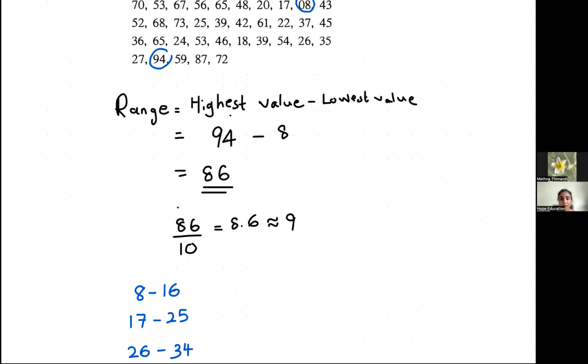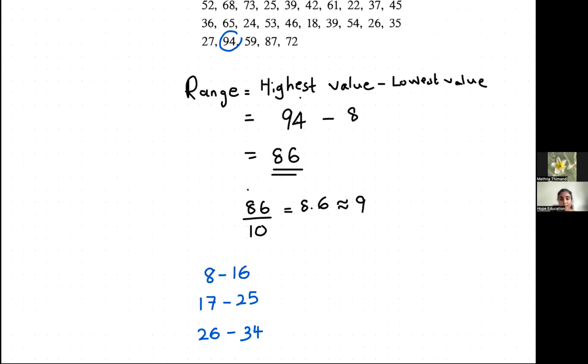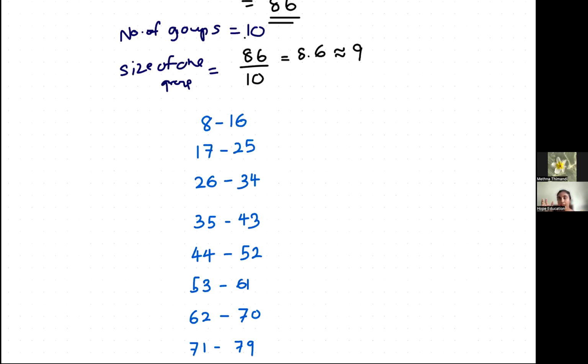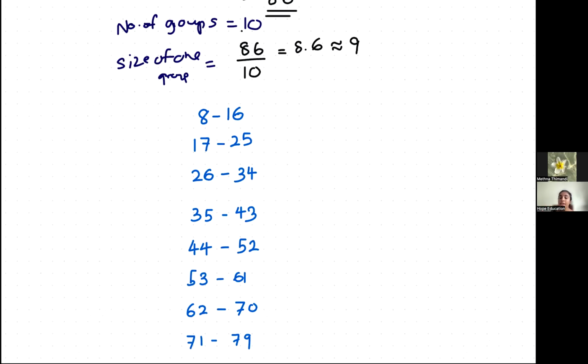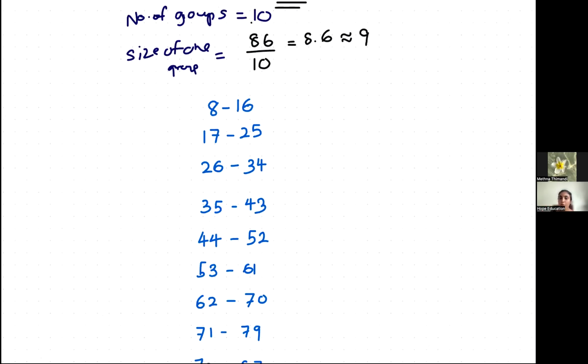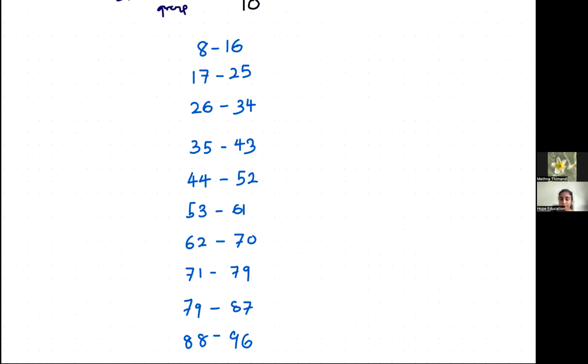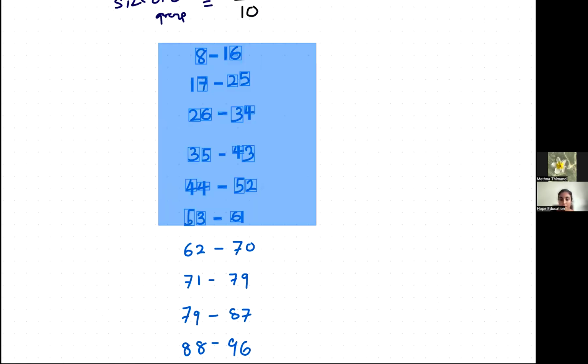The number of groups is up to you. I am splitting into 10 groups. Then what is the size of one group? The size of one group is my gap divided by 10, which gives 8.6. When I round it off it's 9. So I categorize the data so that the size of one group is 9. Up to that point, is it clear, Metna? Yes, teacher. Okay, so let me make this a bit smaller.